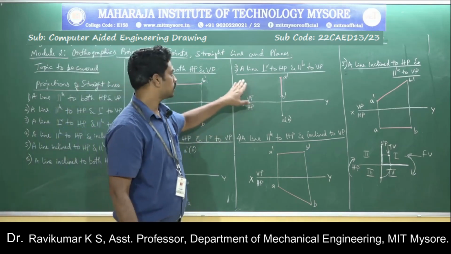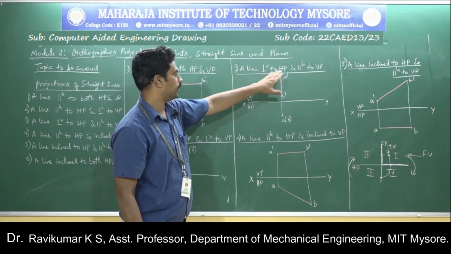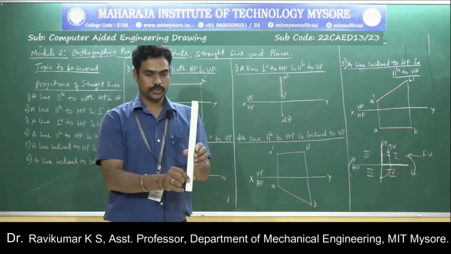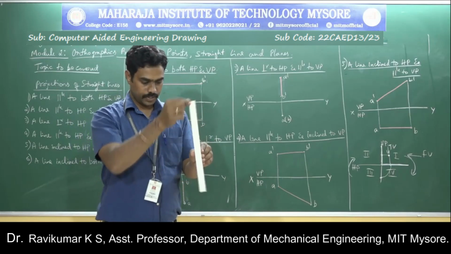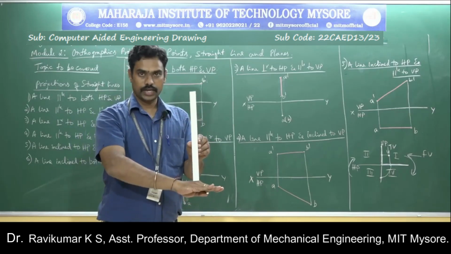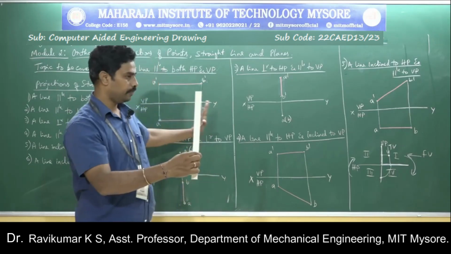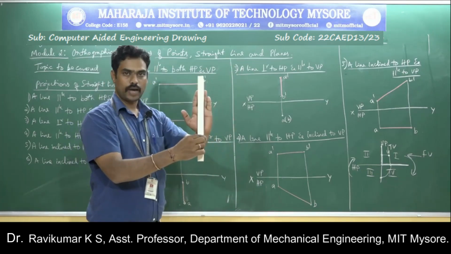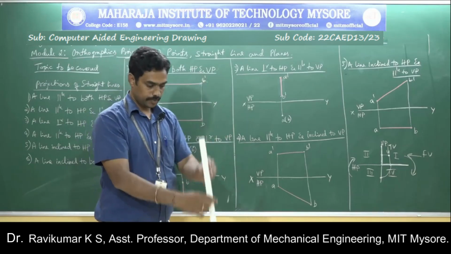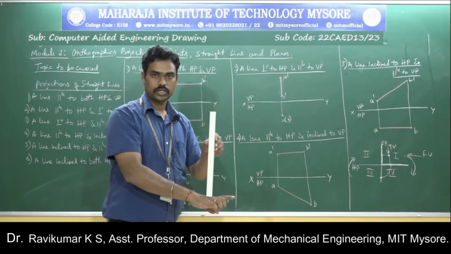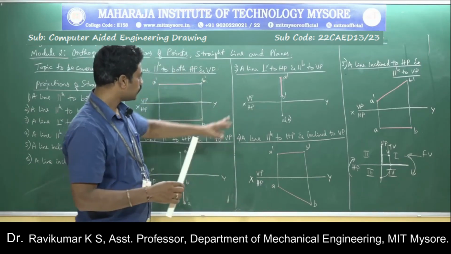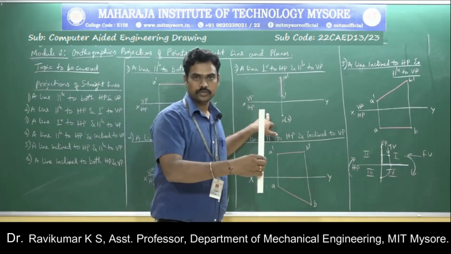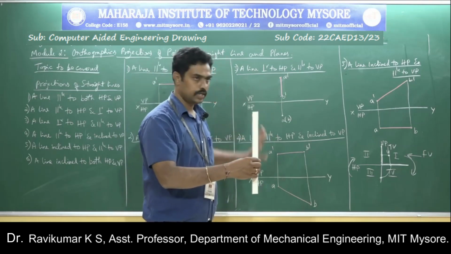Now the third case is a line perpendicular to HP and parallel to VP. So this is the position. In this position, it is perpendicular to the horizontal plane like this and parallel to VP. The distance from this point to VP and this point to VP is the same. So it is parallel to VP and perpendicular to the horizontal plane HP. Now try to imagine the views, top view as well as the front view.